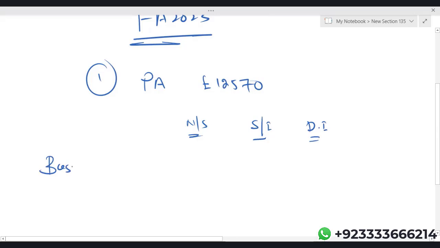Basic rate band actually starts from £1 and goes till 37,700. Applicable tax rates are 20%, 20%, and for the dividend income, it is 8.75%.